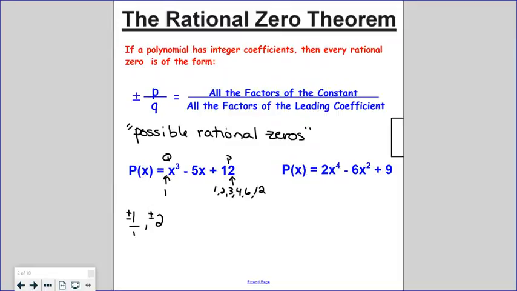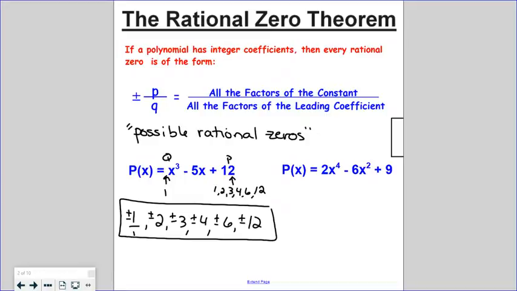Plus or minus 1, plus or minus 2, plus or minus 3, plus or minus 4, plus or minus 6, and plus or minus 12 would be our full list of possible rational zeros of that polynomial. There are no other whole numbers or fractions that will be zeros of that polynomial because they are not on that list.